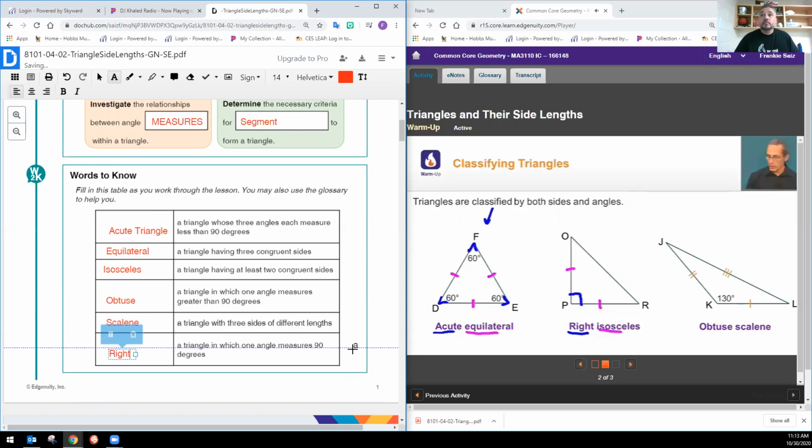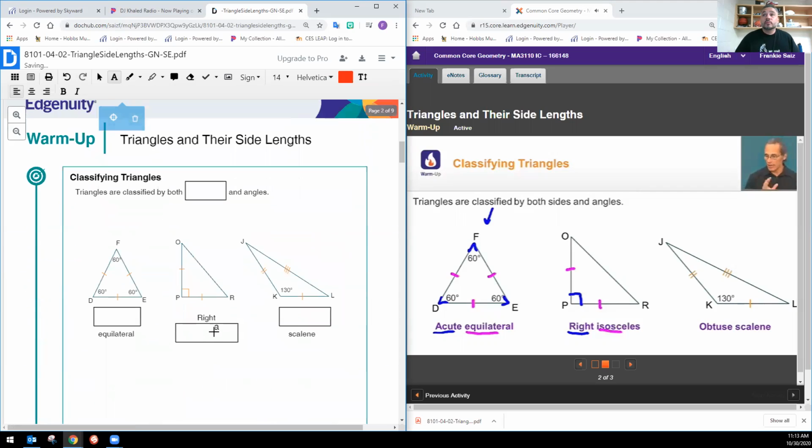In our third triangle, it's an obtuse scalene triangle. That's triangle JKL. And why is it obtuse? Well, because it contains one obtuse angle. And why is it scalene? Well, it's scalene because it contains three sides of three different lengths.